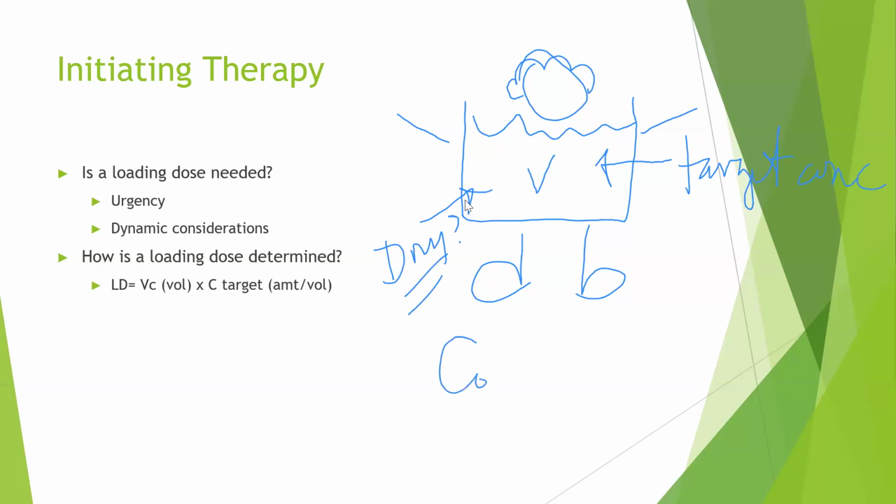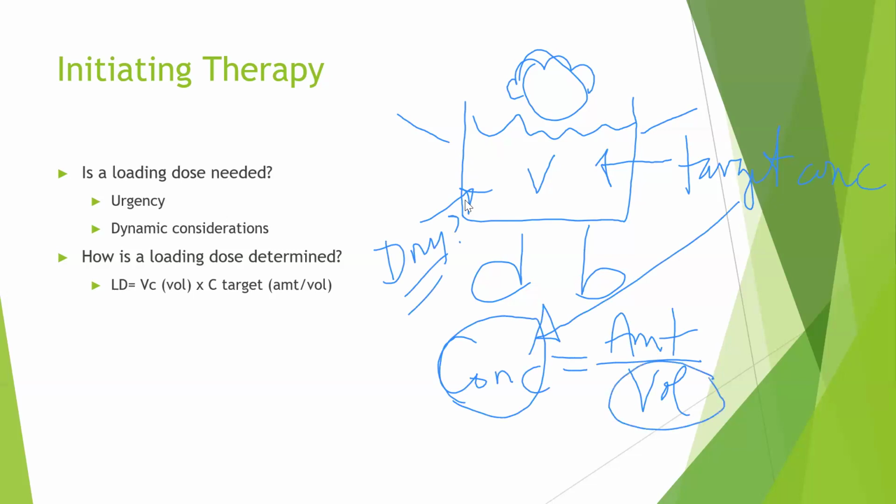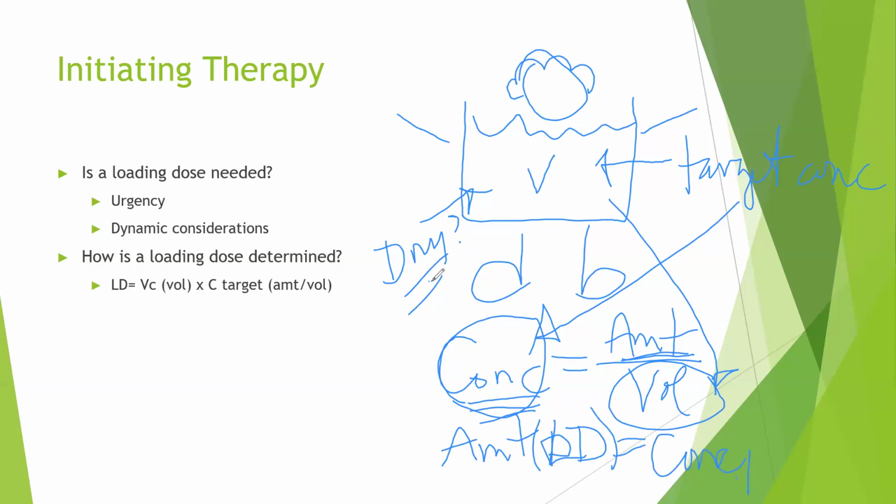Because we know that concentration, you could ask a lot of 8th graders this, concentration is amount over volume, isn't it? Amount per volume. So in this case, the concentration is our target concentration. The volume of distribution is how big is the volume of our patient, and the amount is going to be our dose of our drug, isn't it? So we can rearrange this. Whatever our target concentration is, we're going to say amount, or the dose, our loading dose, is equal to concentration, which is our target, times the volume of distribution of our patient, right?